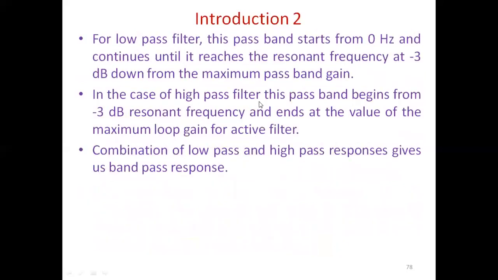So how to form a band pass filter? We have to combine a low pass filter and a high pass filter. A combination of a low pass filter and a high pass filter will give a band pass response. Generally, in a low pass filter the pass band starts from 0 Hz and reaches a maximum value at the minus 3 dB resonant frequency. But in the case of a high pass filter, the pass band starts from the minus 3 dB resonant frequency and ends at the value of maximum loop gain for the active filter.